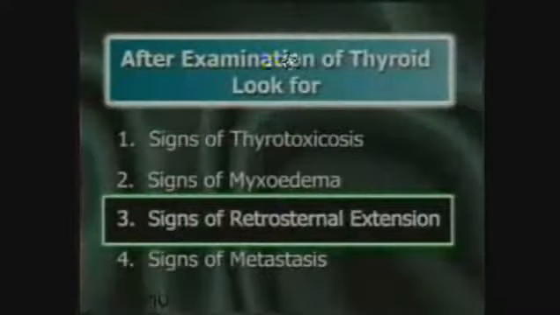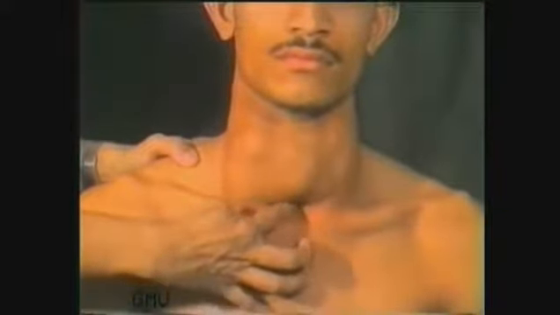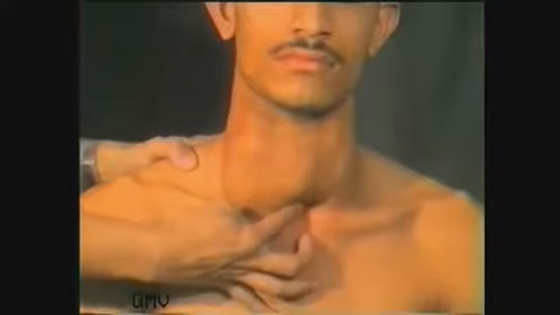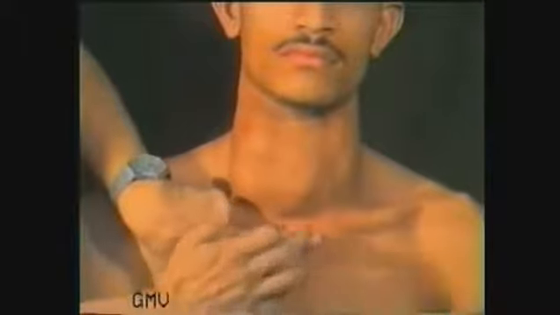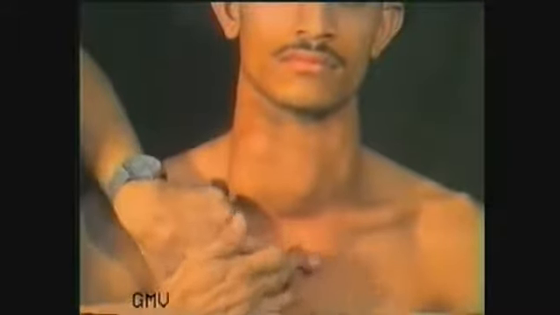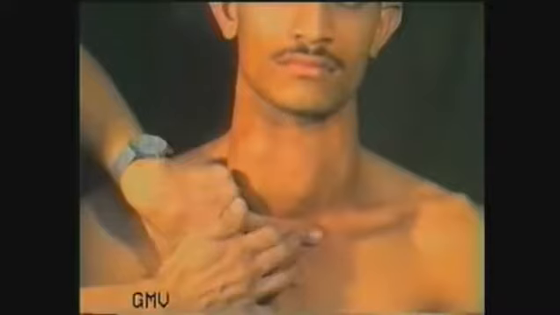Now we look for the signs of retrosternal extension. Inspect the upper chest, neck and face for dilated veins, congestion and puffiness, which result from pressure on the internal jugular veins at the thoracic inlet. Palpate the tracheal rings in the suprasternal notch. Inability to palpate the rings suggests a retrosternal goiter. Then percuss over the manubrium sterni. A dull note instead of normal resonant note suggests the presence of a retrosternal goiter.